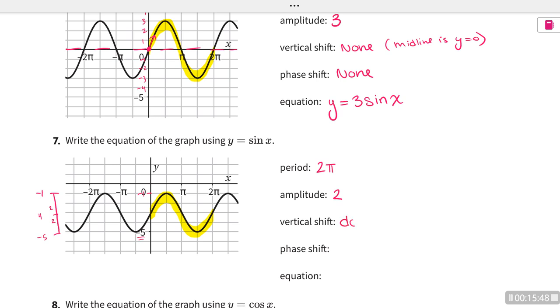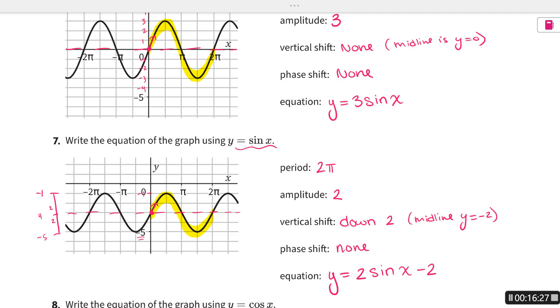In vertical shift, we are shifted down 2 from the original midline of y equals 0. So our midline is now at y equals -2. I'll even dot that on there. So there's our new midline. So our phase shift. So for this one, sine graph, right, we're at the midline and we're increasing. So there is no phase shift here. But our equation is going to be changed to y equals 2 sine of x minus 2.